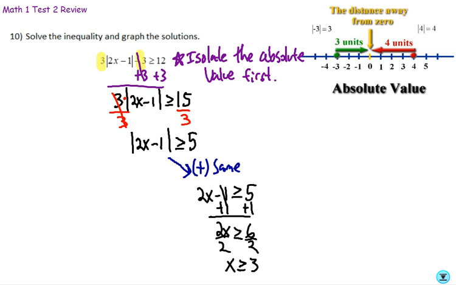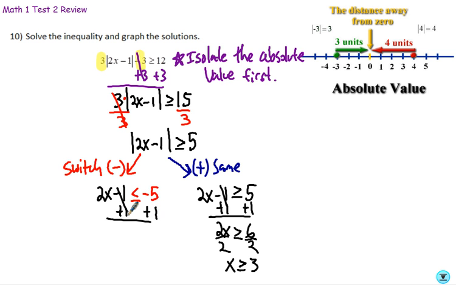Now, on the other one, we said to switch. So this is our negative, where we're going to switch. I get 2x minus 1, and instead of a positive 5, I'm going to make that a negative 5. But here's the thing: since we're dealing with an inequality, that greater than or equal to is going to turn into a less than or equal to because we're making that negative. So we actually have to switch both the sign and the symbol.